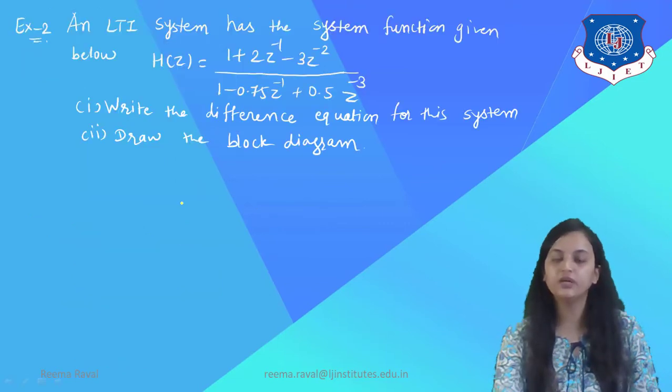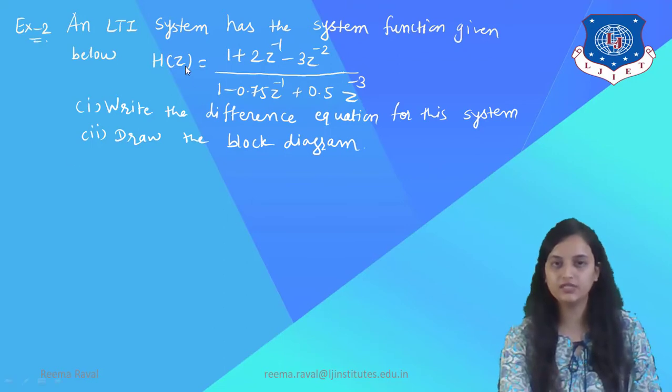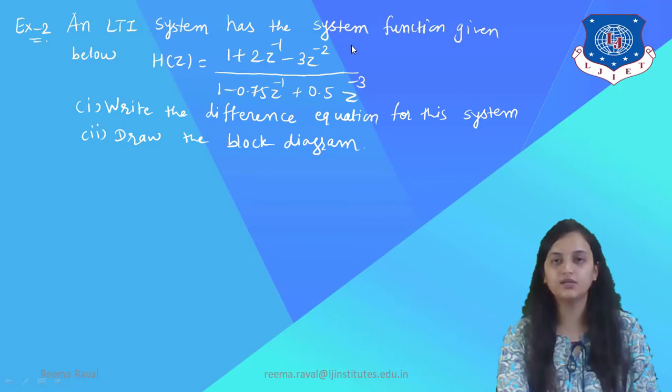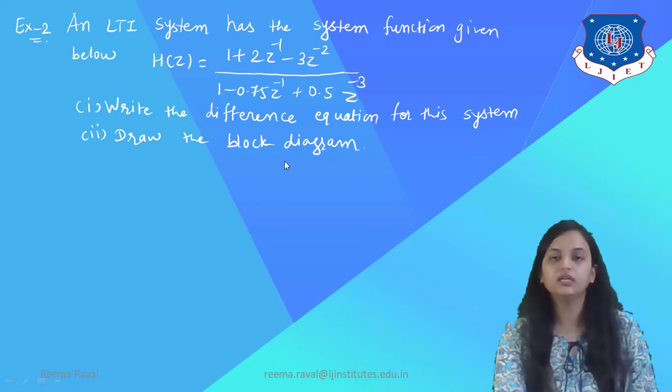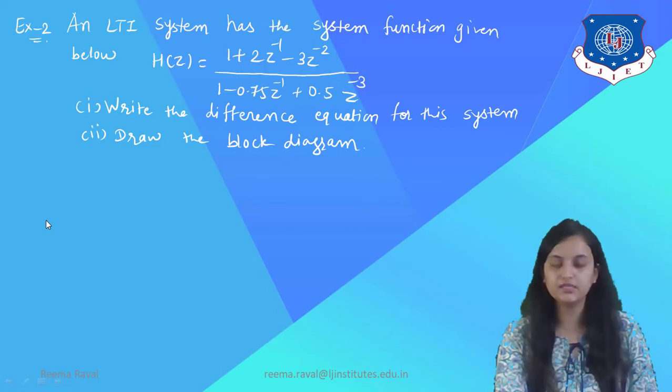Now let us consider one more example. Here the data given to you is an LTI system which has a system function given as h of z equals 1 plus 2z inverse minus 3z raised to minus 2 divided by 1 minus 0.75 z inverse plus 0.5 z raised to minus 3. You are asked to write a difference equation for this system and also to draw the block diagram. So first of all, let us find the difference equation from this.